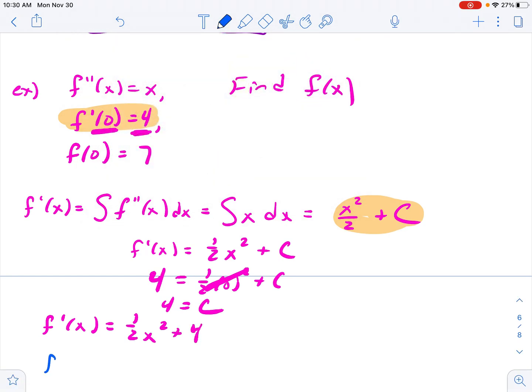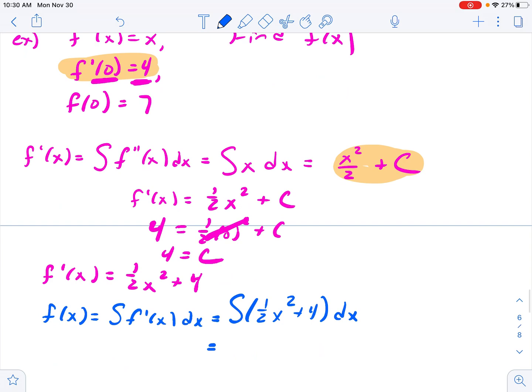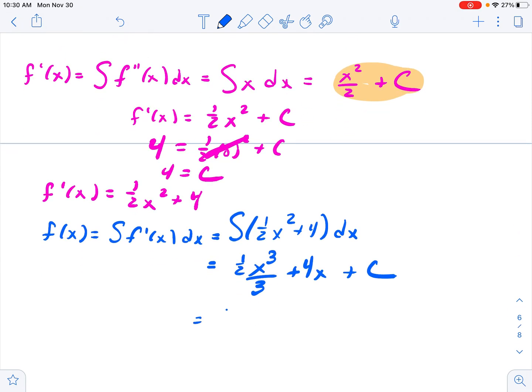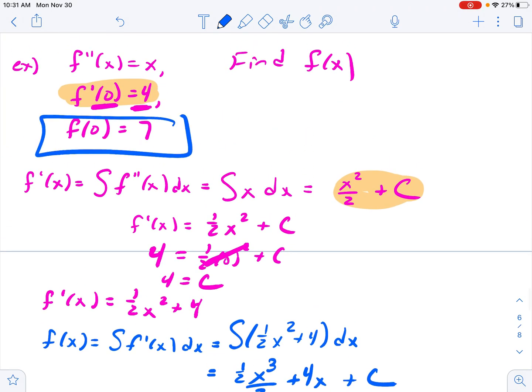Okay, now we can work our way back to f. So f is going to be the integral of f prime of x, so that's the integral of 1/2 x squared plus 4. Keep the 1/2. I'm going to get x cubed over 3 plus 4x plus c. Okay, 1/2 divided by 3 is 1/6. Let's make it look a little nicer by writing it like that. And there's our f function.